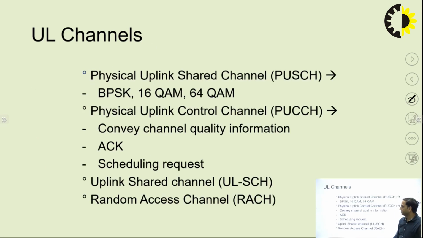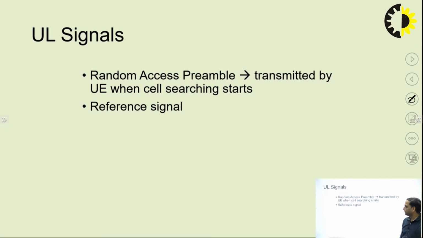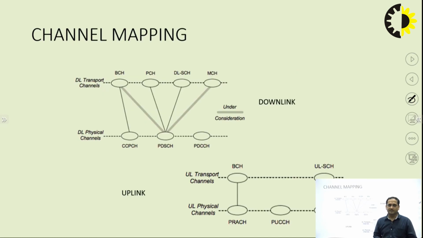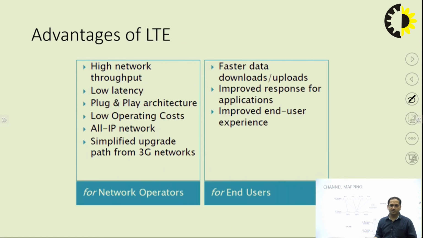And then finally the uplink channels, in which there are the physical uplink shared channel and the physical uplink control channel, with acknowledgements. So these are some features of the uplink channels. Then the uplink signals include random access preambles, which are added in front of the data that needs to be sent. And then finally the reference signal, which is used to detect the signal at the receiver. So this is the architecture of the complete channel mapping, which I just mentioned in the previous slide.